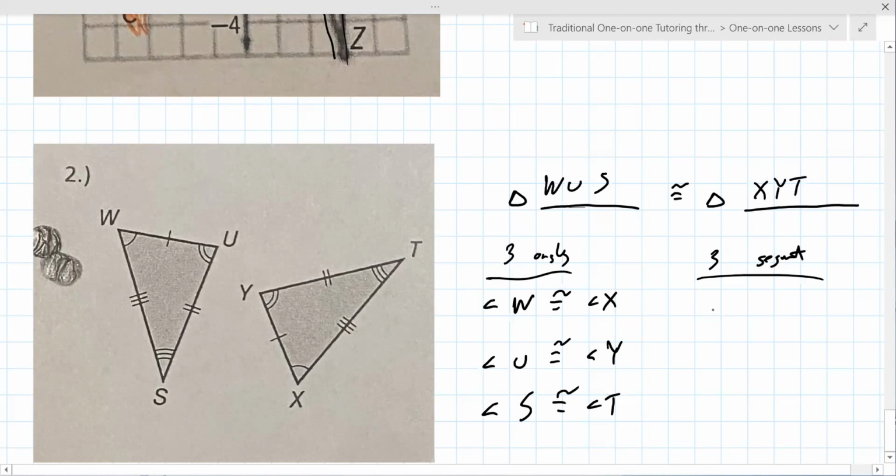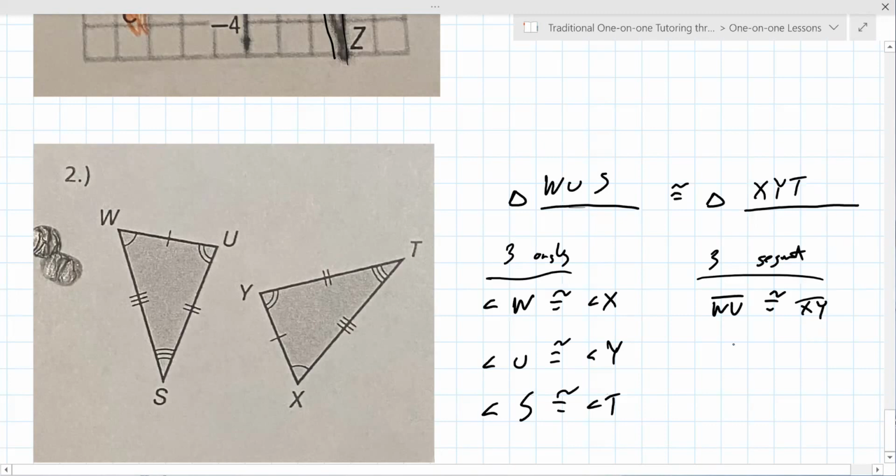Let me know when you got your first one here. Okay. Okay, so is WU congruent to XY? The correct way to say it, because I'm sure you're going to be asked this question, is segment WU congruent to segment XY. Very good. Yep, that's the first one.